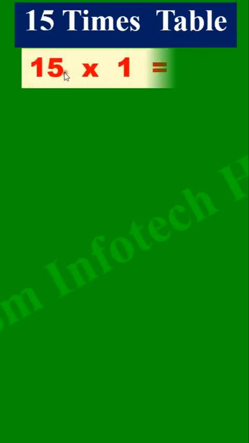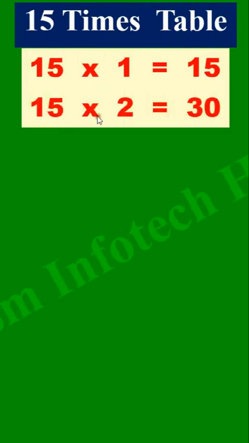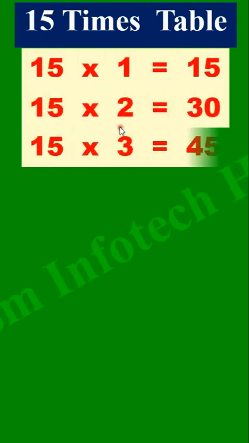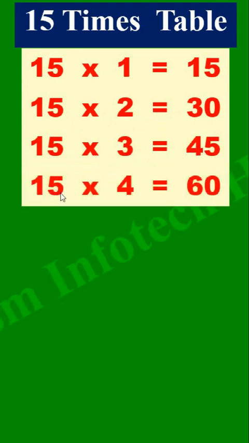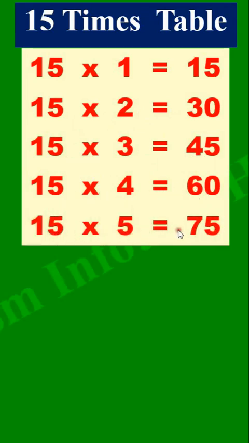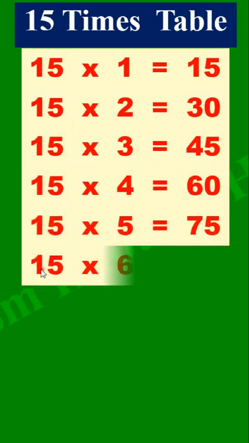15 times table. 15 times 1 is equal to 15. 15 times 2 is equal to 30. 15 times 3 is equal to 45. 15 times 4 is equal to 60. 15 times 5 is equal to 75.